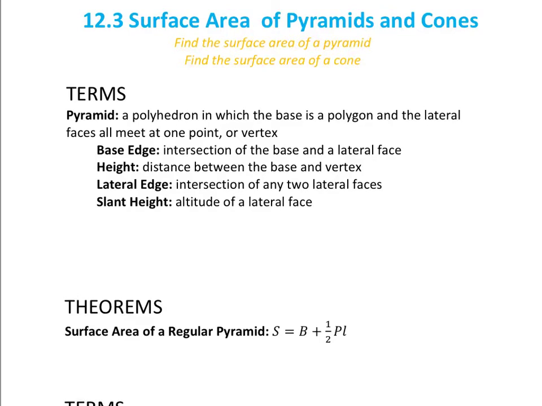And I think the hardest part about this is just getting the terms and the different parts of these things together. So make sure you take really good notes and try to draw really good pictures for them. So a pyramid is a polyhedron, again, a three-dimensional polygon. It's a solid where the base is a polygon and all the lateral faces meet at one point, or a vertex, right? You know what a pyramid looks like.